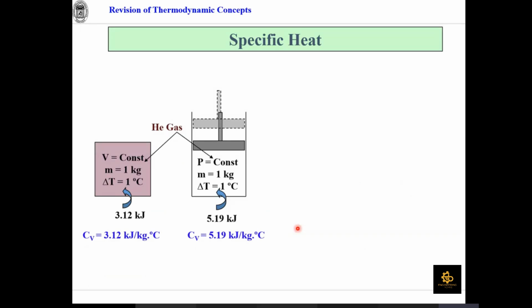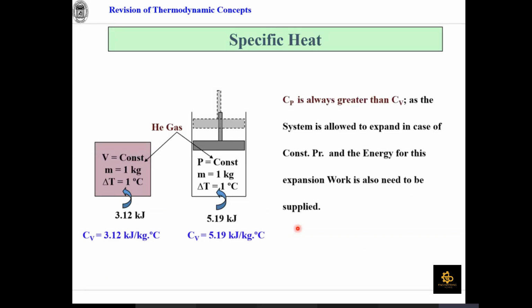When we are talking about CP and CV, one thing you have to memorize is that CP is always greater than CV. The reason is that the system is allowed to expand in the case of constant pressure, and energy for this expansion work also needs to be supplied. So we have to supply some energy whenever we are expanding at constant pressure. That is why CP is always greater than the CV value.